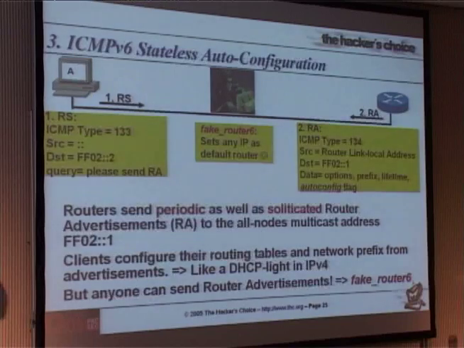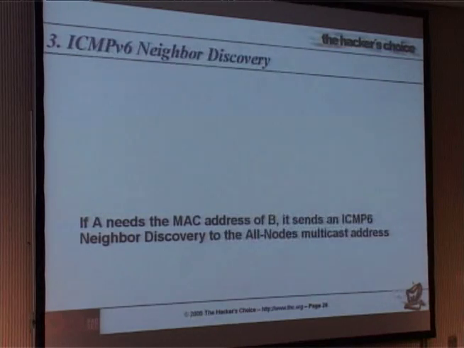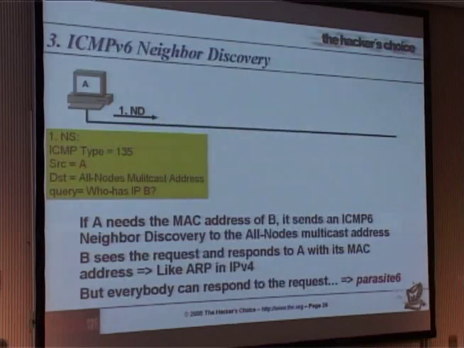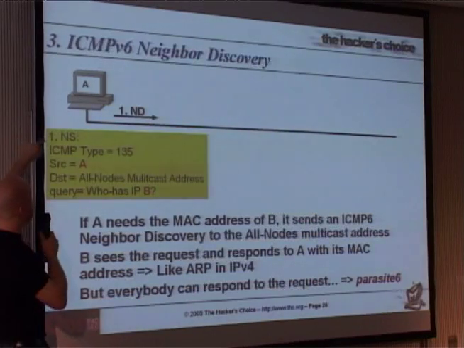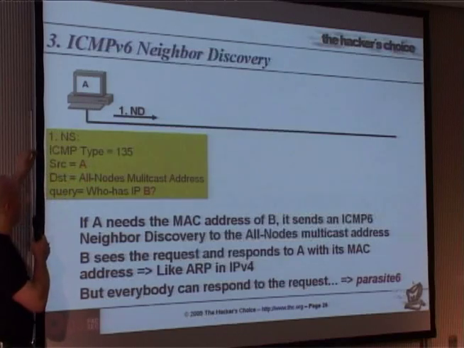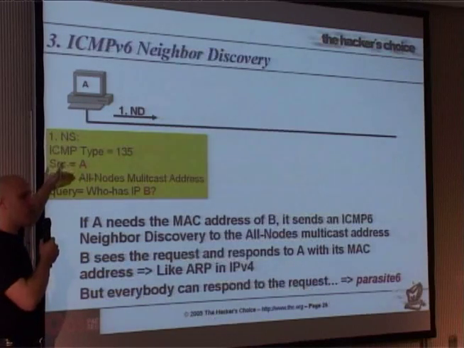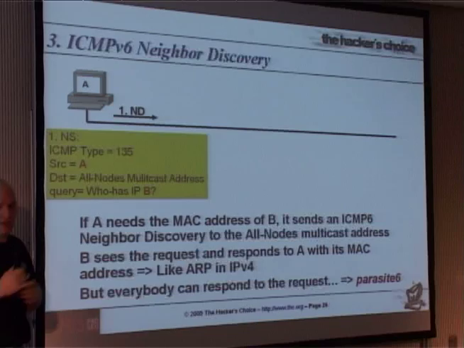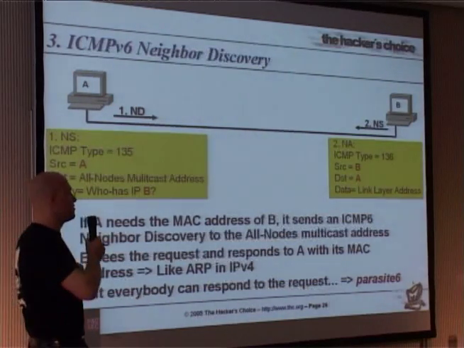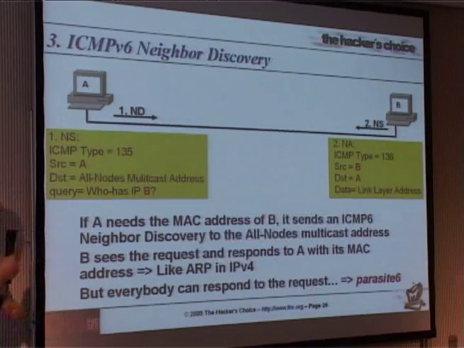So neighbor discovery is like an IP version 4 ARP request, asking who has this MAC address. Same here, you have a neighbor solicitation request, ICMP type 135. You send it to everyone on your local network asking who has this IP address. Then the owner of that IP address sends an ICMP type 136, which is a neighbor advertisement, and says, "Hey, this is my MAC address."